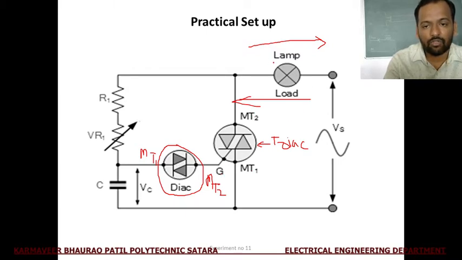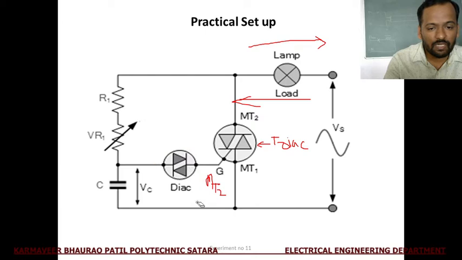This is the load, where we are using a lamp as a load. Then this is the resistor capacitor circuit, which will decide the charging time or discharging time of this capacitor. Here the controlling element is Triac, and to trigger this Triac, this Diac is used. Now first we will see the working of this diagram, then we will move on.